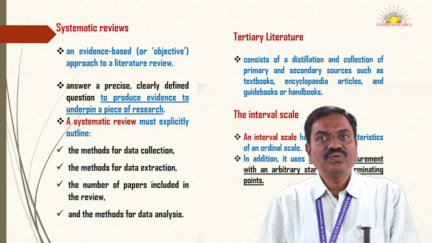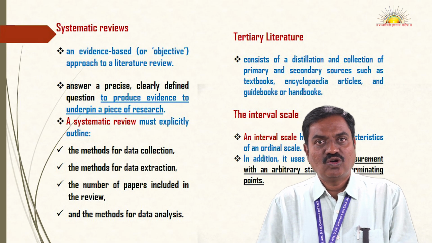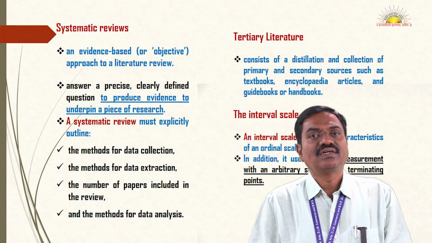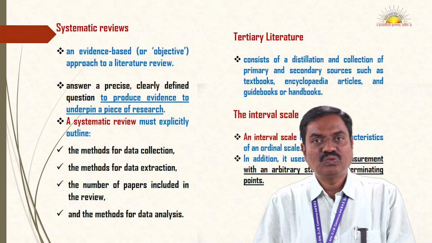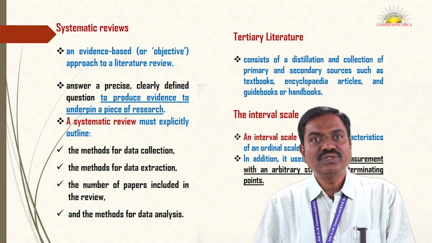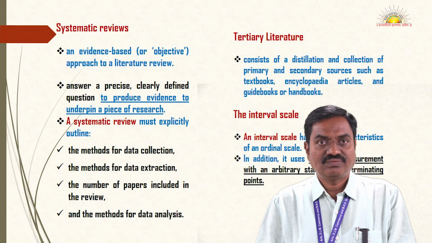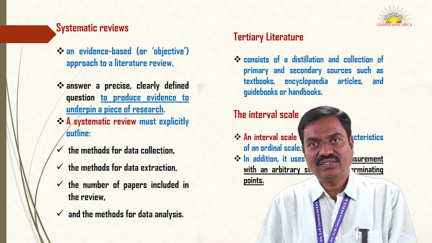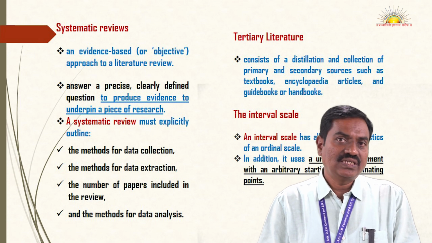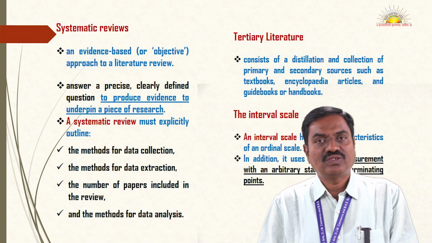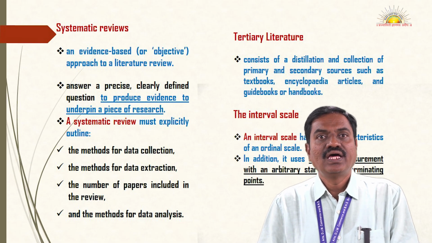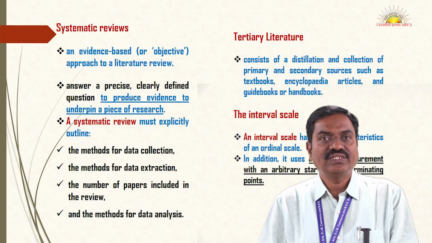A systematic review is an evidence-based or objective approach to a literature review. Systematic reviews answer a precise, clearly defined question to produce evidence to underpin a piece of research. A systematic review must explicitly outline the methods for data collection, the methods for data extraction, the number of papers included in the review, and the methods for data analysis.